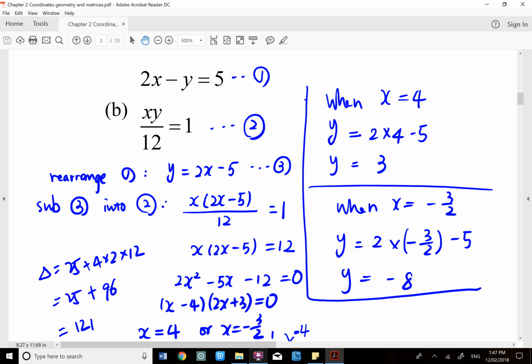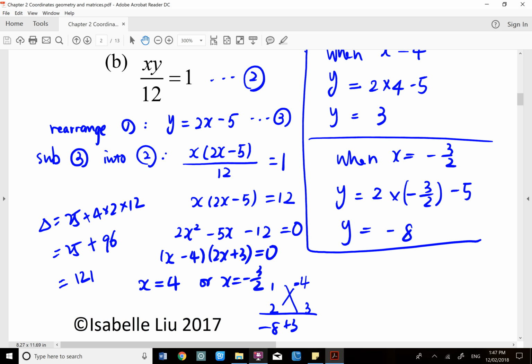Well, I will tell you the answer. This one, x equals 4 and y equals 3, and x equals negative 3 on 2, y equals negative 8 is here.